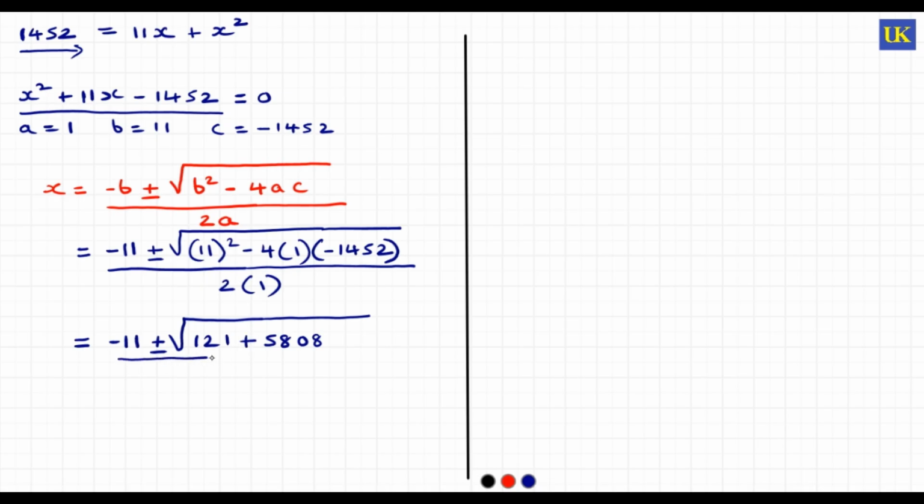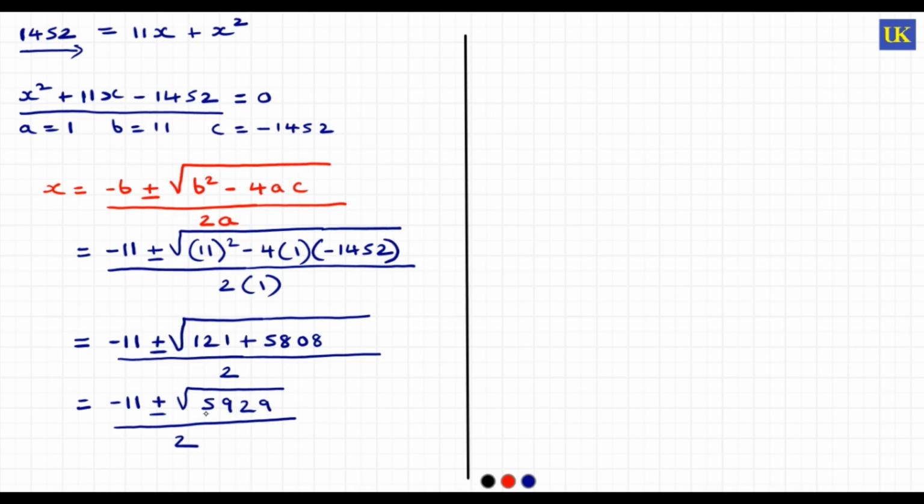This whole thing divided by 2 ones are 2. 2 ones are 2. Now x is equal to minus 11 plus or minus, I will add 121 in this, so it will become 5929, divided by 2.